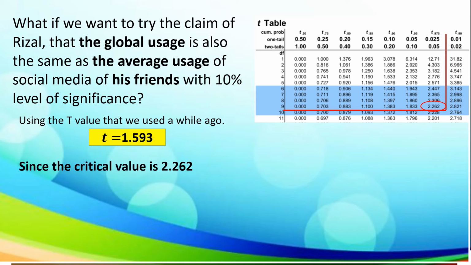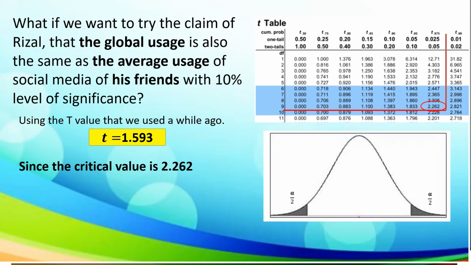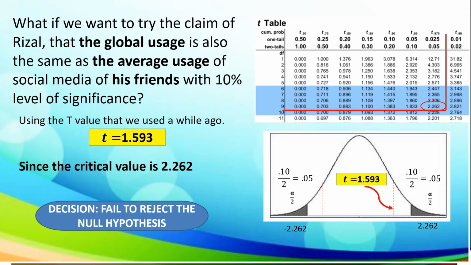Since the critical value is 2.262, by means of illustration, we're going to observe the left and right level of significance, which is 0.05, and its given critical values, which are negative 2.262 and positive 2.262. And our given t-value, which is 1.593, falls on the unshaded region. This means the decision is fail to reject the null hypothesis.